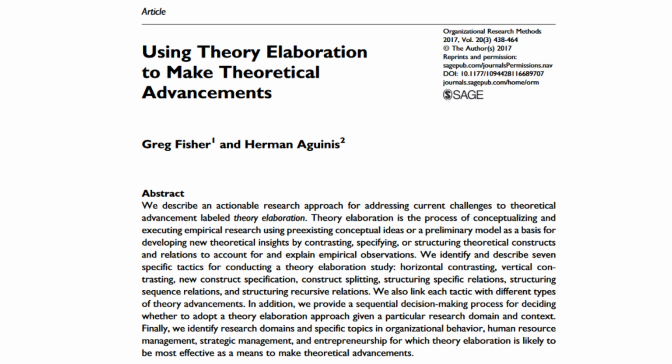And then there's vertical contrasting, which is like zooming in and out on a map. You're looking at the theory at different levels. Like from the individual level to the team level to the organizational level. Exactly. So contrasting is all about getting a more complete picture of the theory, seeing it from different perspectives.